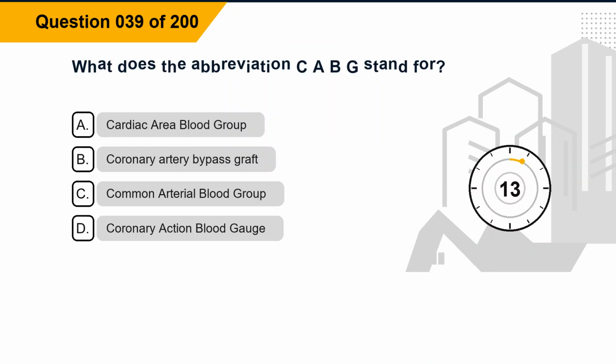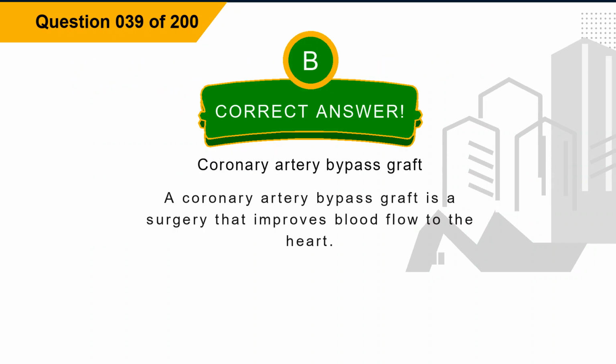Question 39. What does the abbreviation CABG stand for? Option A, cardiac area blood group. Option B, coronary artery bypass graft. Option C, common arterial blood group. Option D, coronary action blood gauge. The correct answer is option B, coronary artery bypass graft. Explanation: a coronary artery bypass graft is a surgery that improves blood flow to the heart.